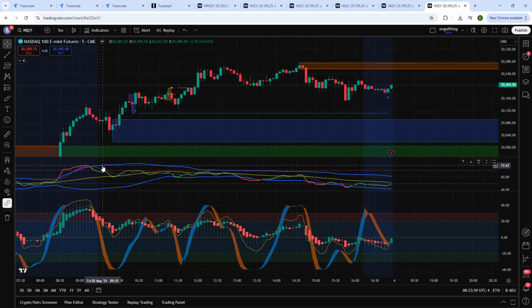I'd only say trade this between maybe 9:45 and 4 o'clock. I wouldn't be trading this strategy pre-market or anything like that.